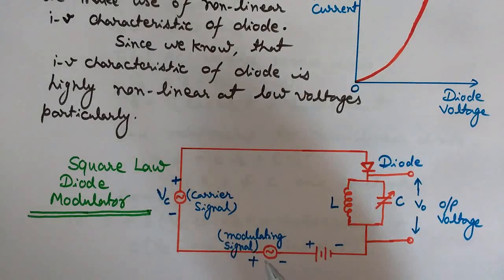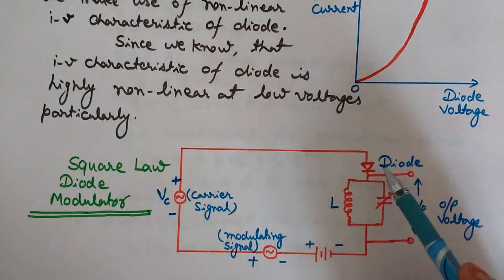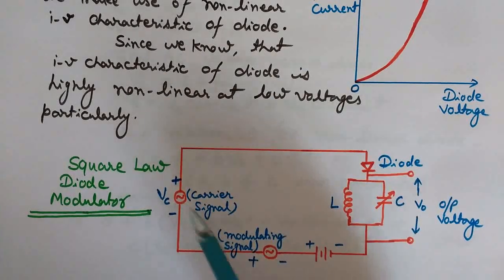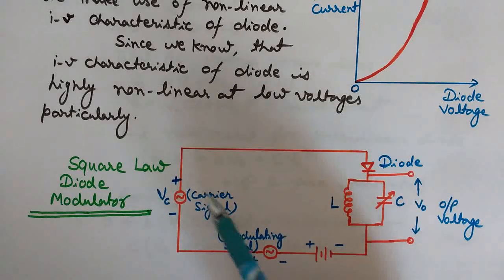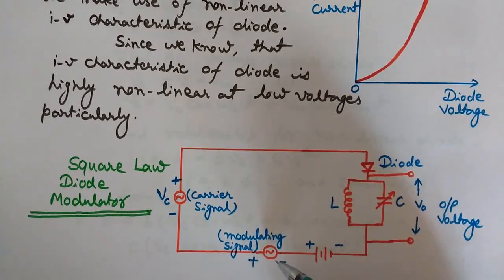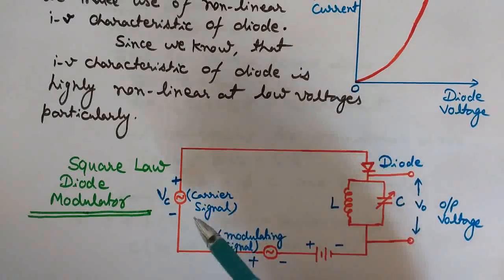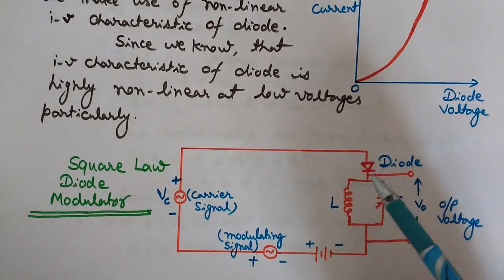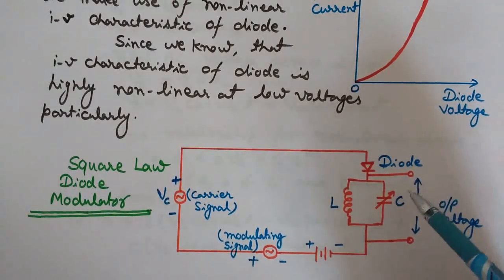Here, as I told you, whenever two voltages are applied through a non-linear device like a diode, here we are using a diode, this is the carrier wave having frequency omega c, and this is the modulating signal or the message signal having frequency omega m. So these are two different frequency AC voltages, and they are applied to this non-linear diode device. So amplitude modulation takes place.